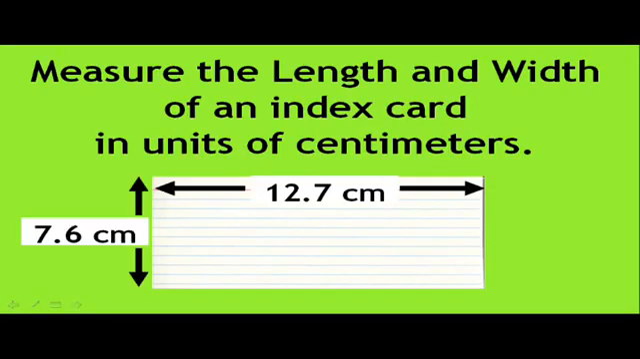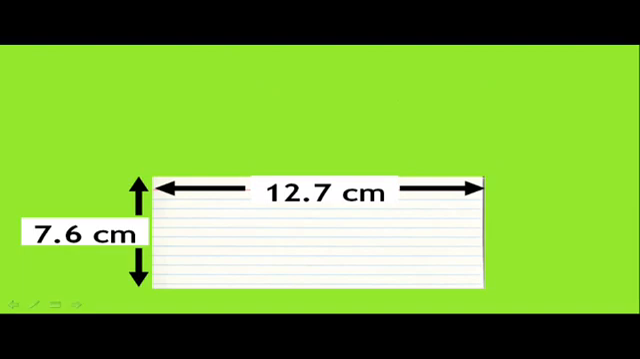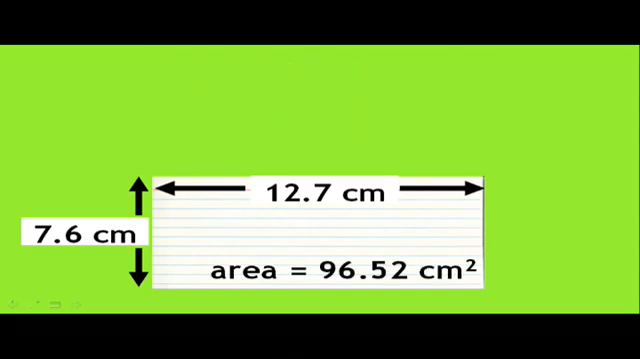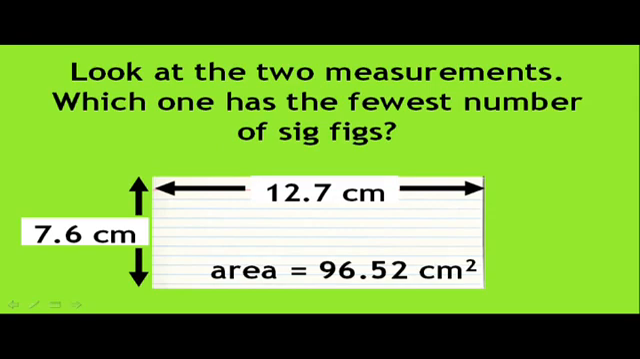Alright, in this example we have an index card that is measured for its length and its width: 7.6 centimeters and 12.7 centimeters. We're going to calculate the area by multiplying length times width. So 7.6 times 12.7 is equal to 96.52 square centimeters.